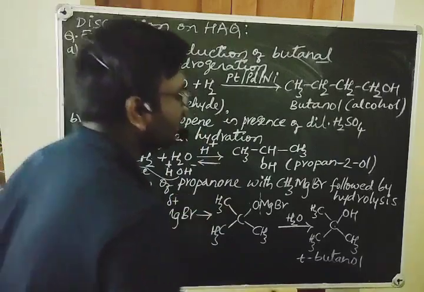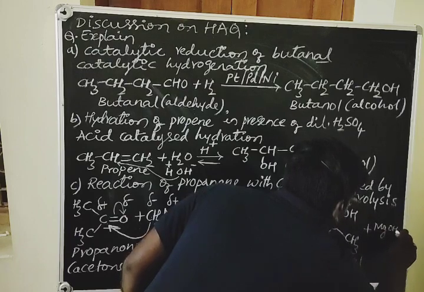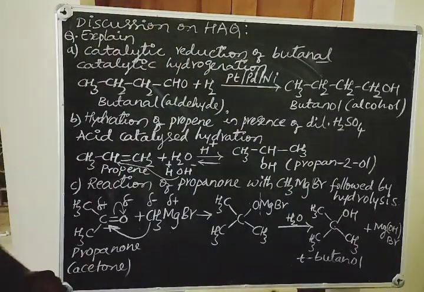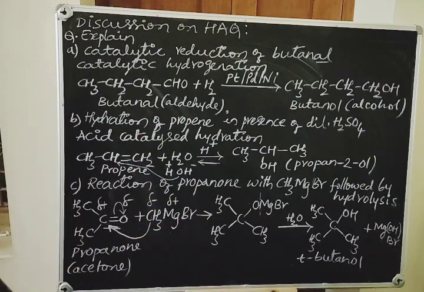And what is the byproduct? The byproduct is MgOH-Br. Okay, so MgOHBr is the side product, or we can call it the byproduct.